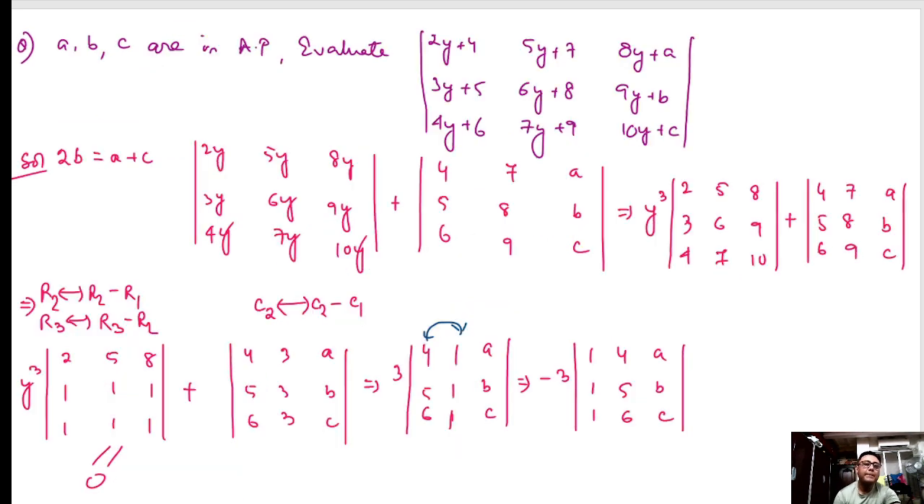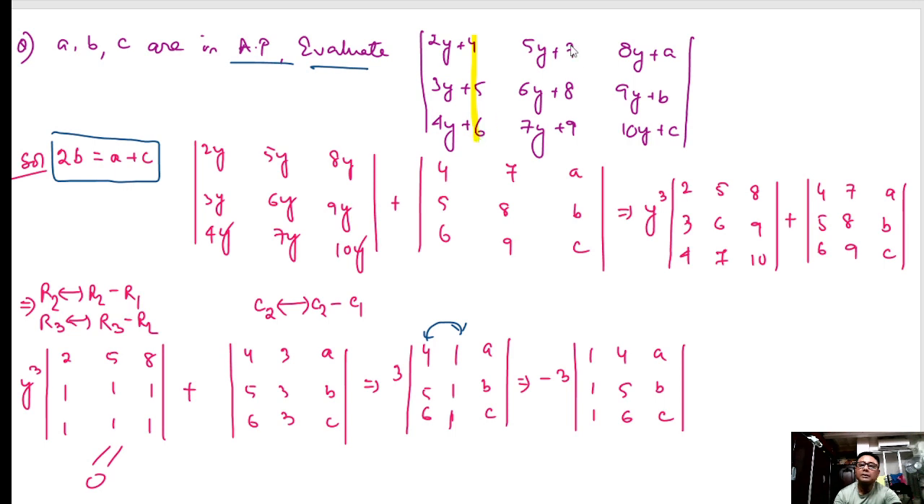Next, see. If A, B, C are in AP, evaluate this. So we know if A, B, C are in AP, please watch, this is the condition. Okay, so now what we are trying to do is break up the sum.